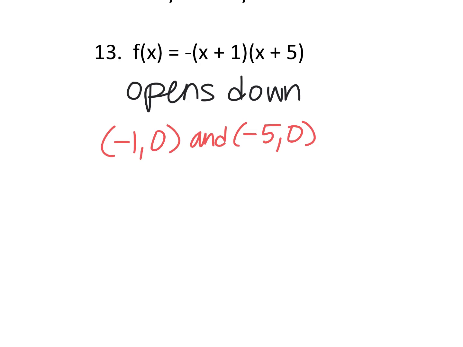Okay, so now can you take a second and just think about if the axis of symmetry goes down the middle, then what number, don't say it out loud yet, what number is exactly in the middle between -1 and -5? Okay, so -3.